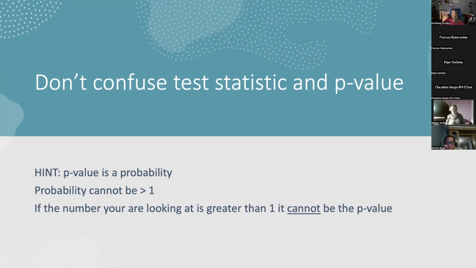Sometimes you will get a probability greater than 1 from a computer. And what does that mean? It means that there's some error in your program. If the number you're looking at is greater than 1, it cannot be the p-value.